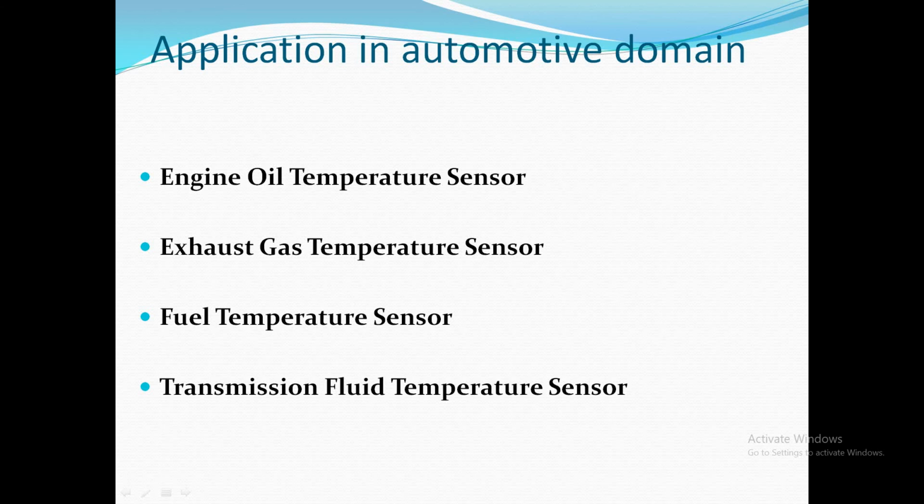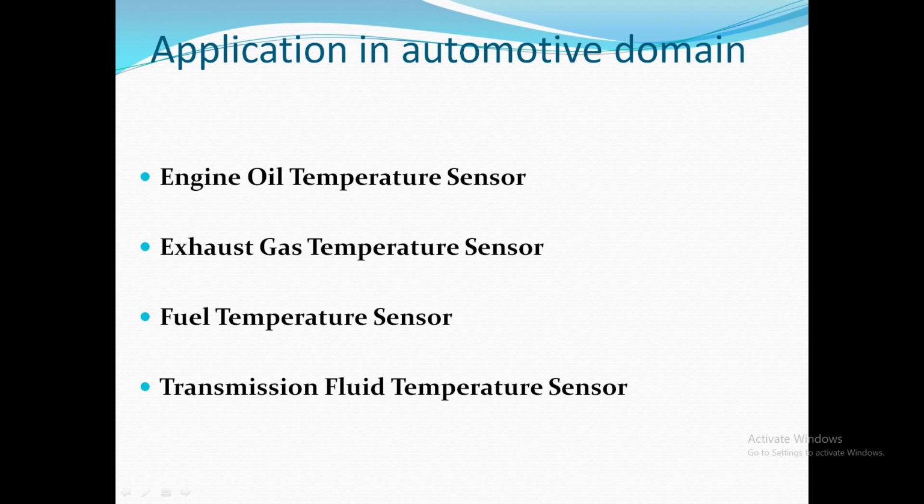Now let's have a look at some of the applications of temperature sensors in the automotive domain. In this presentation, we have primarily seen the thermistor and how, based on the thermistor, the three main temperature sensors work in automotive. Now let's have a look at some of the other temperature sensors. The first is the engine oil temperature sensor. This sensor is used to calculate the temperature of the engine oil. The measuring range of the engine oil temperature sensor is generally from -40 degrees to +170 degrees Celsius.